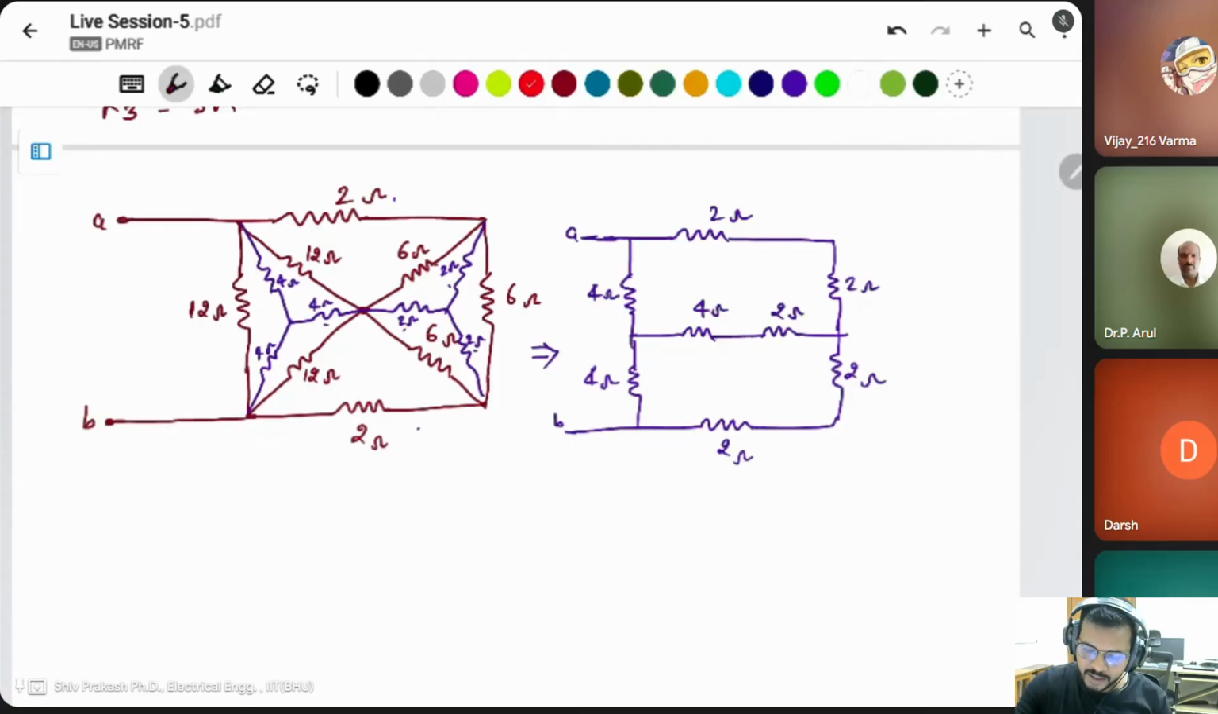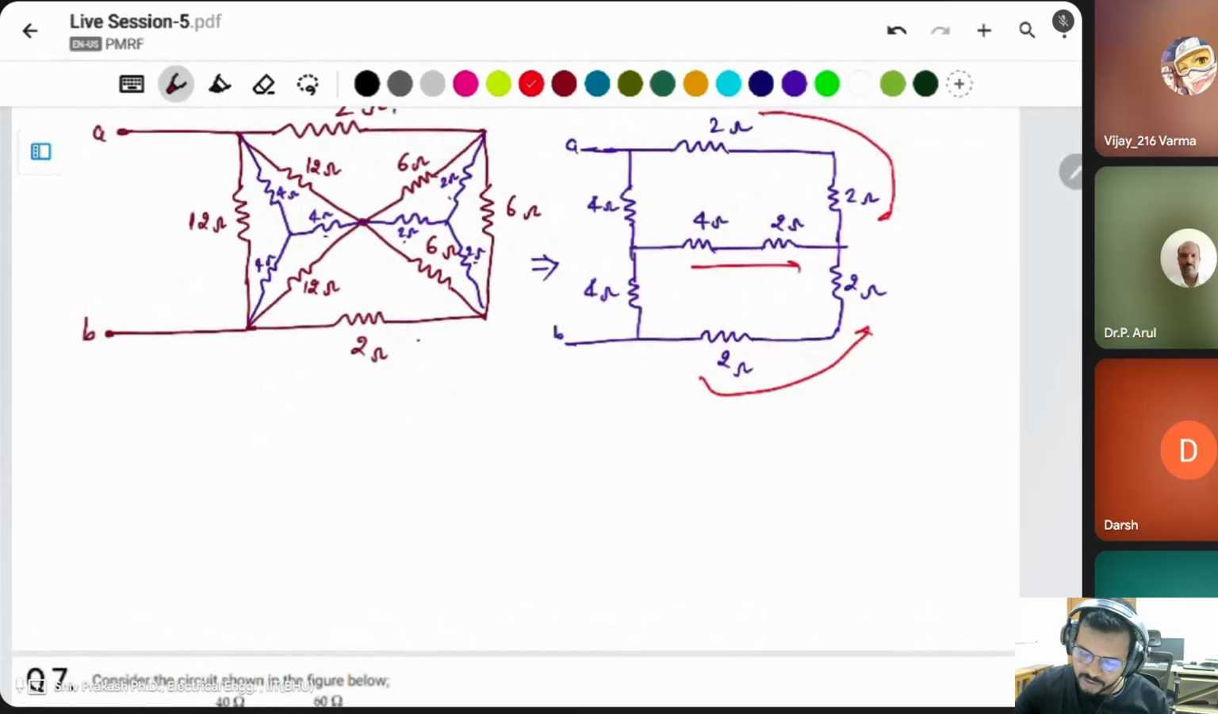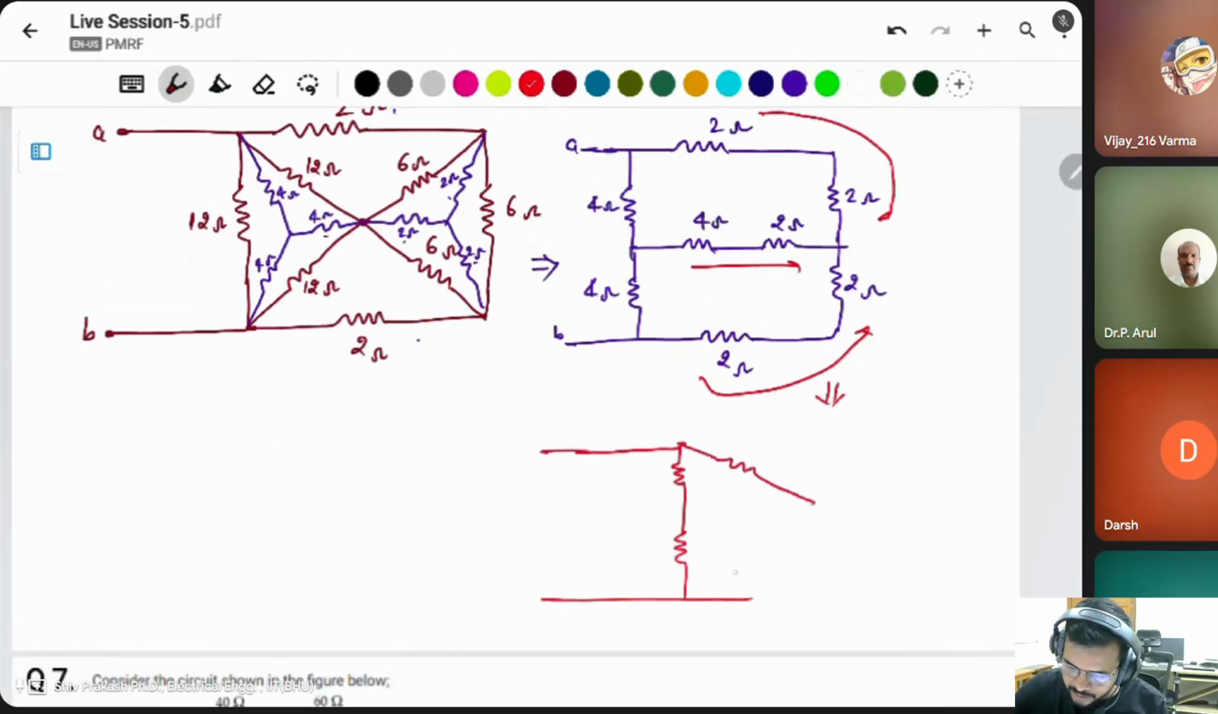In this case, you can see these two are in series, these two are in series, and these two are in series. Then solve this one. I write it here the same way. This is the 4 ohm. This is 4 ohm. This is 4 ohm. This two combination is 4 ohm. Again, this combination is 6 ohm.